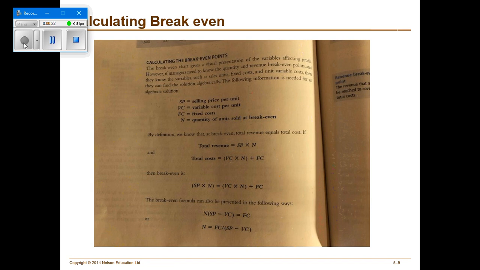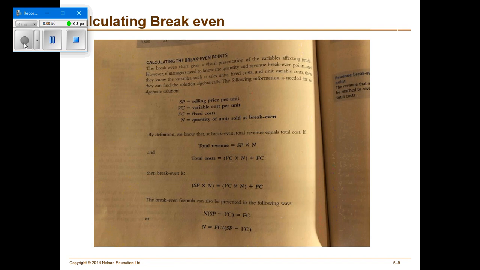Okay, so we have SP, which is selling price per unit. If we were looking at that lamp and we were selling it for $5 per lamp, that would be the selling price per unit. Variable cost: what if the lamp, when we bought it, cost us $2? That would be the variable cost per unit.